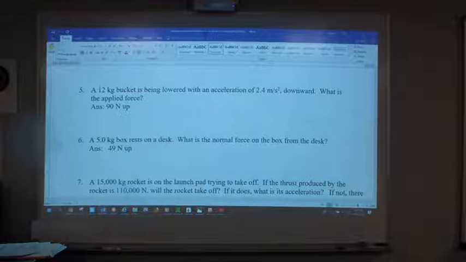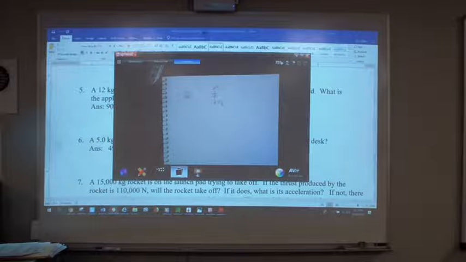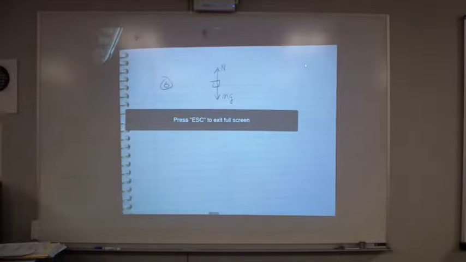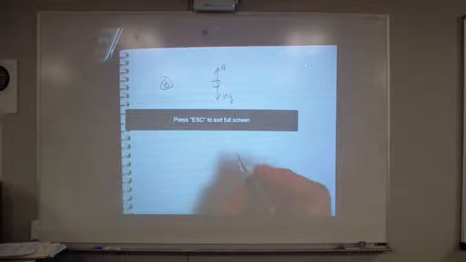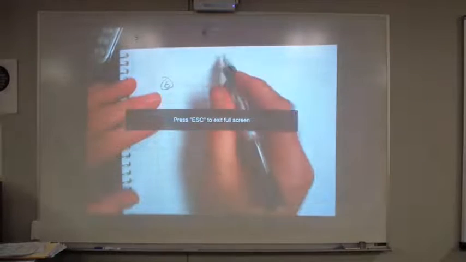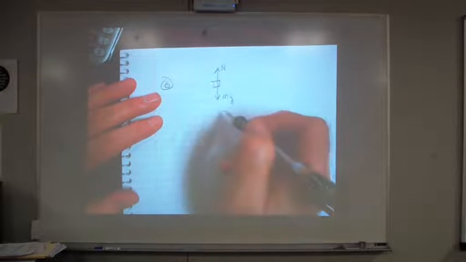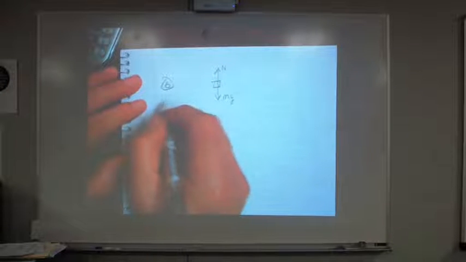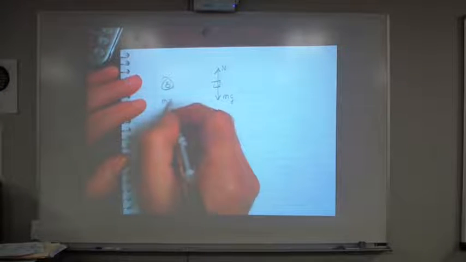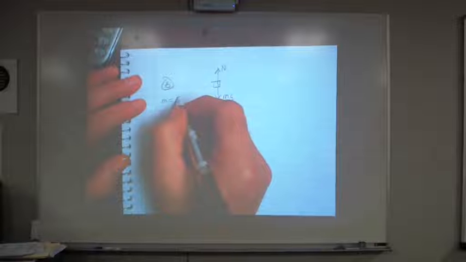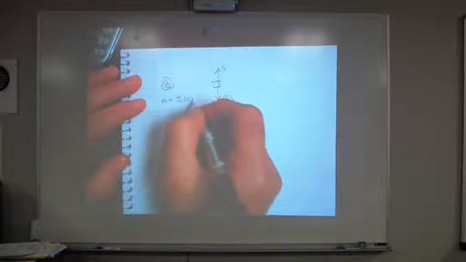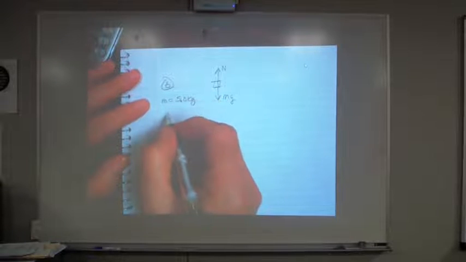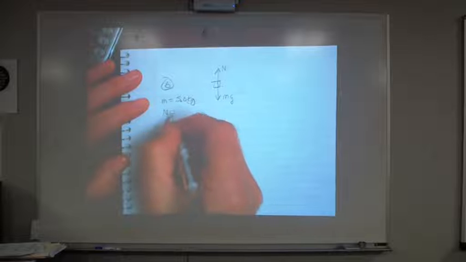Sorry, guys. I'm tired, folks. Okay. Free body diagram: normal force is up, the desk is pushing up. mg is pulling down, right? That's your free body diagram. Let's do the givens and unknowns. As I recall, the mass is 5 kilograms. We'll look for the normal force.